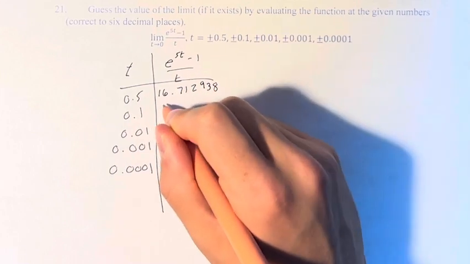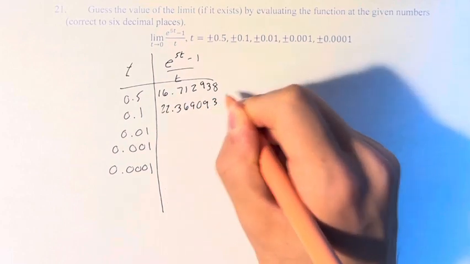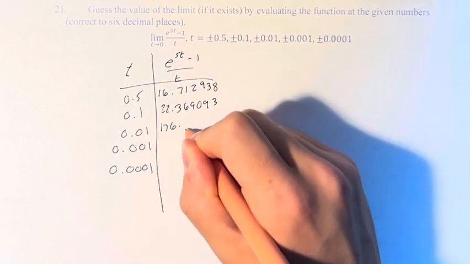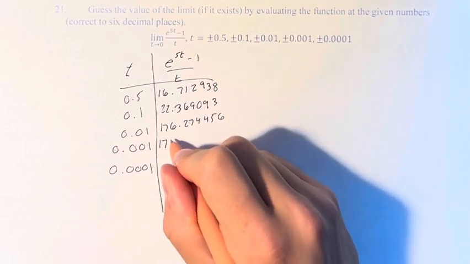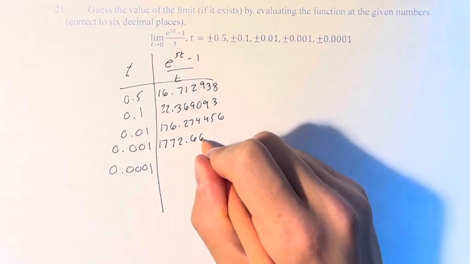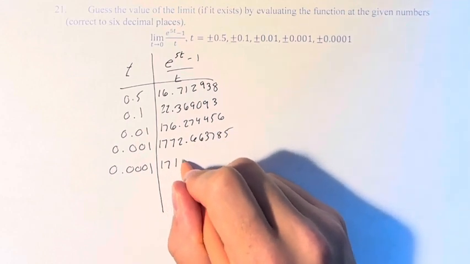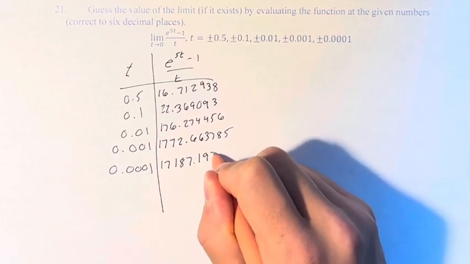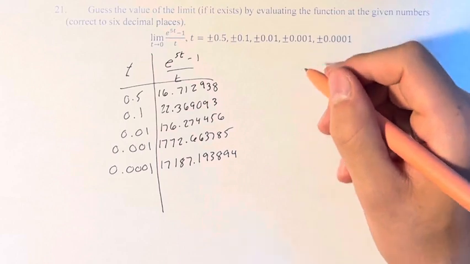16.712938, 22.369093, 176.274456, 1,772.663785, and 17,187.193894. Again, rounded to 6 decimal places.